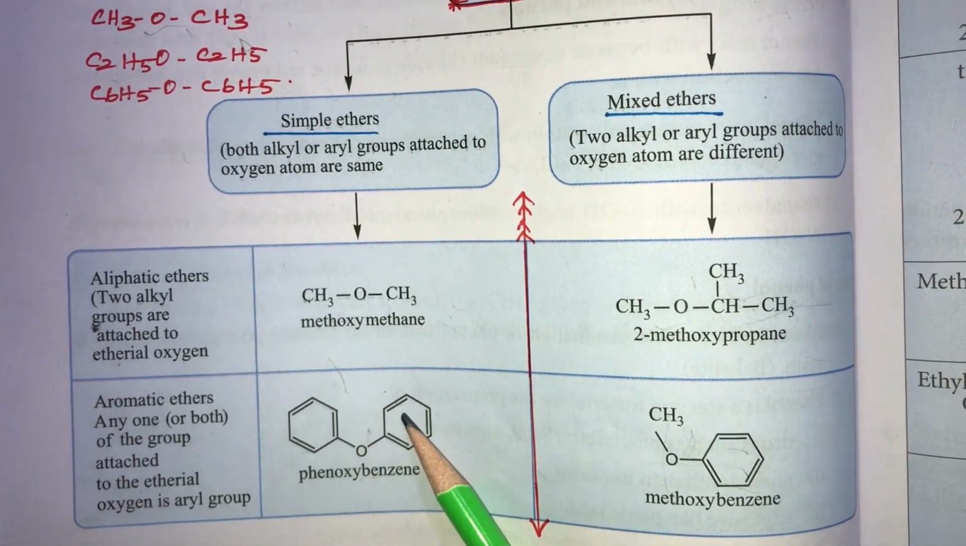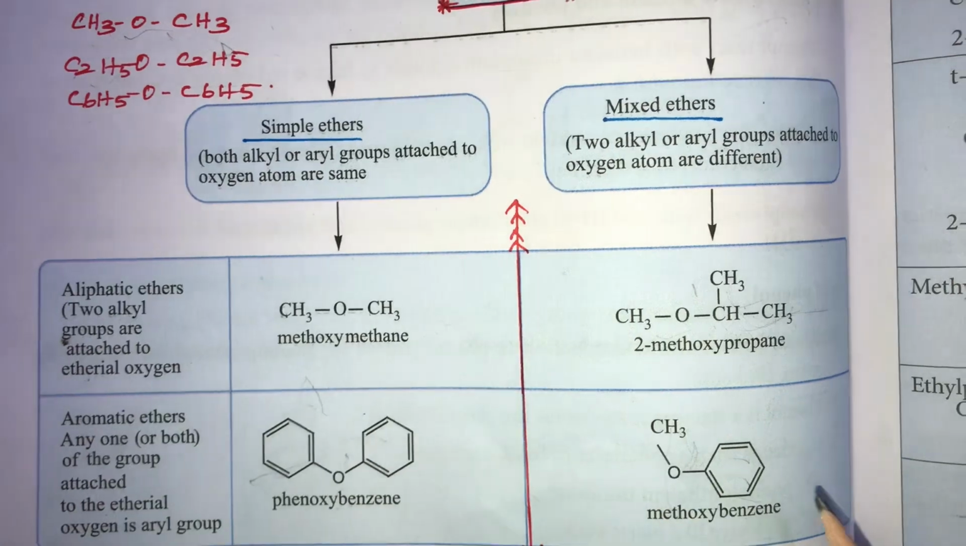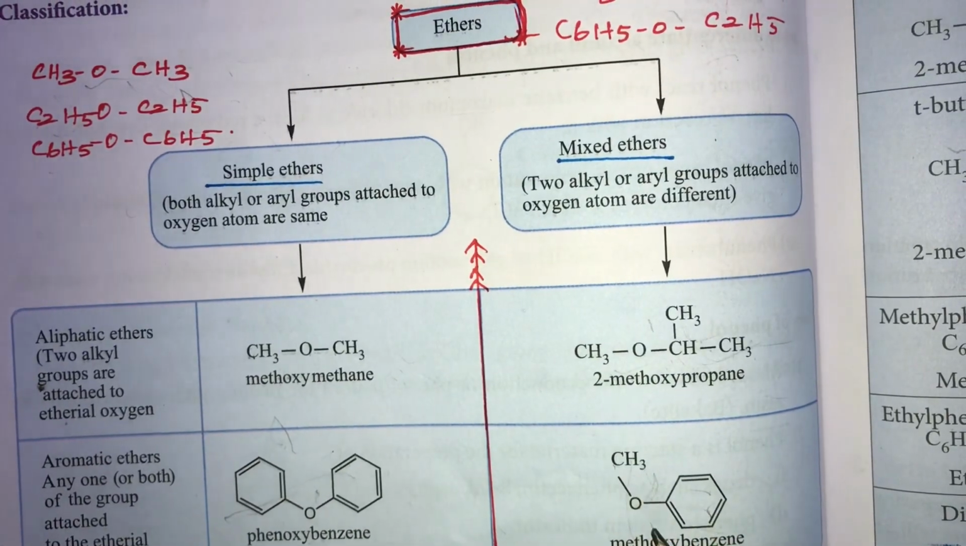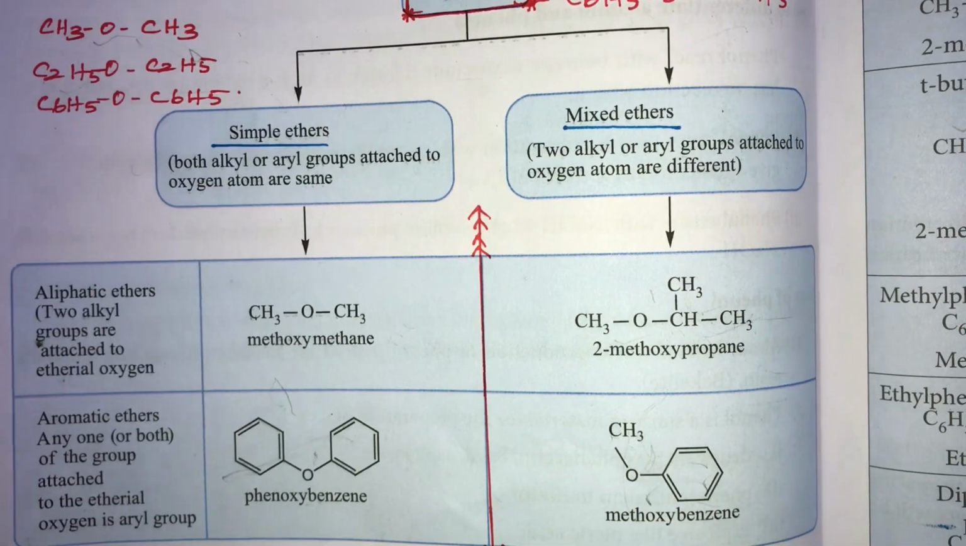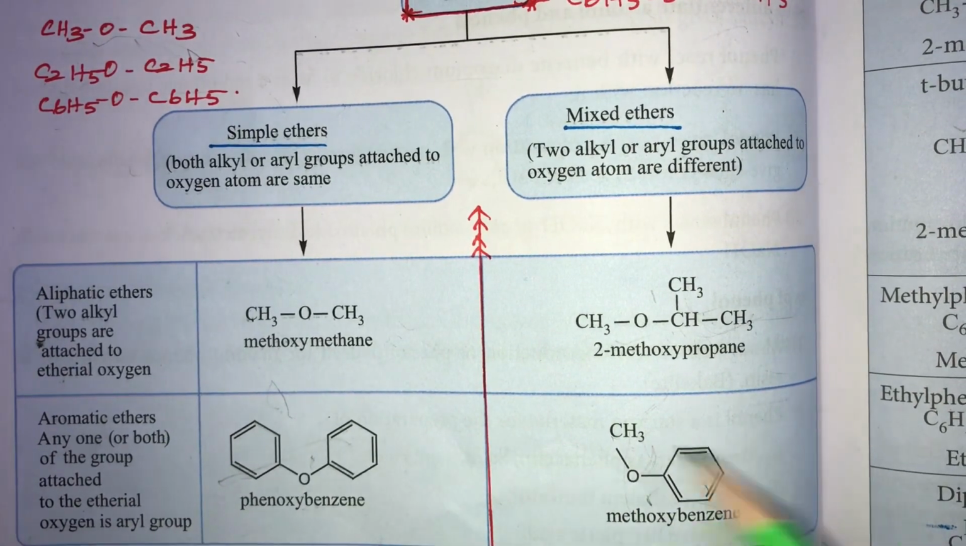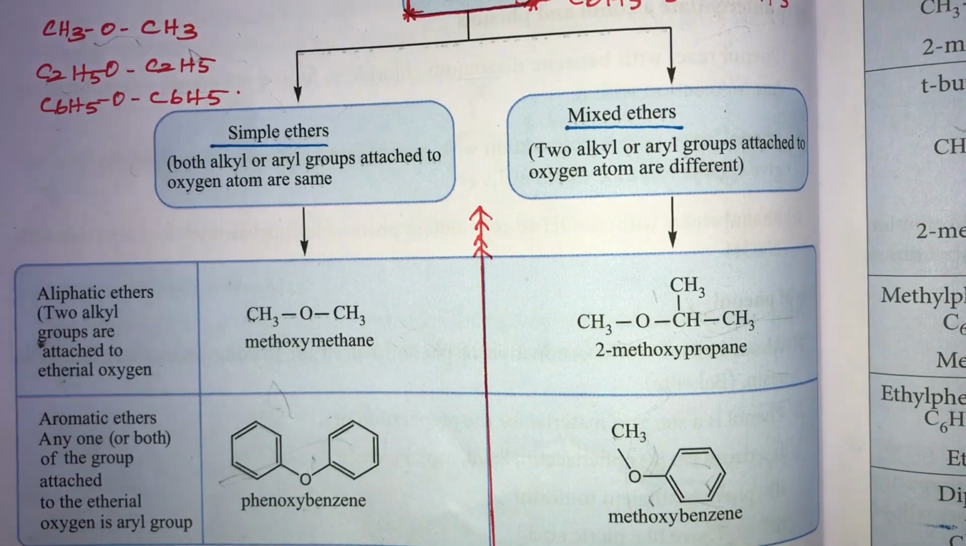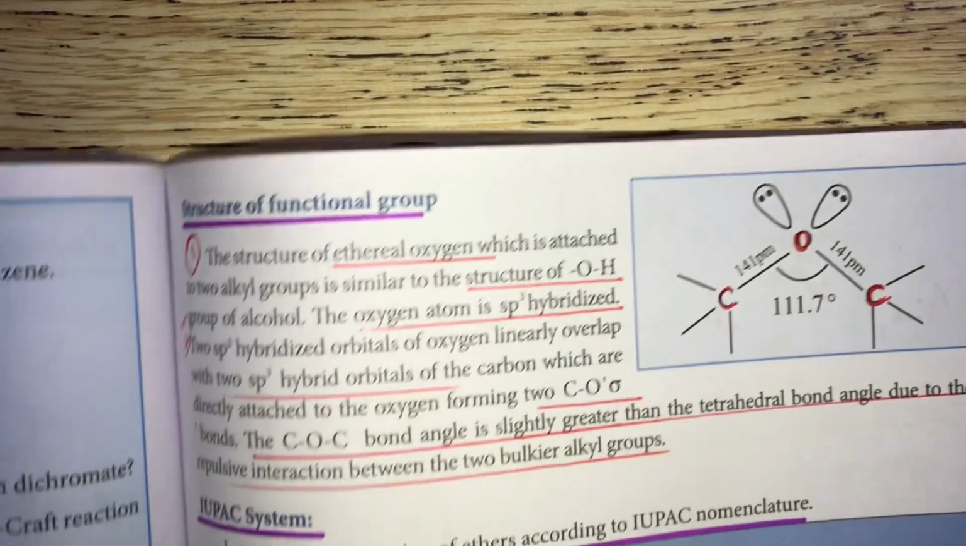Aromatic ether: diphenyl ether or phenoxybenzene, where a phenoxy group is substituted in benzene. Benzene where a methoxy group is substituted is called methoxybenzene. So where an aryl group is present, they are called aromatic ethers. Methoxybenzene is called anisole.